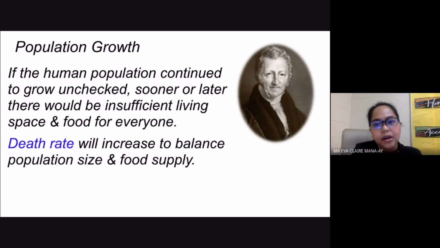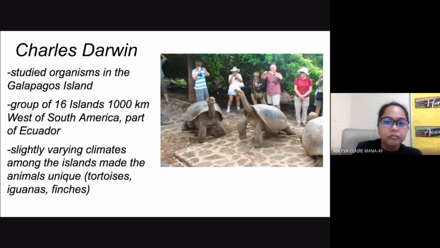Now, Malthus here is very important because his idea is actually part of the ideas of Charles Darwin. Charles Darwin here is known as the father of evolution. So he is our superstar today. He studied organisms in the Galapagos Islands.